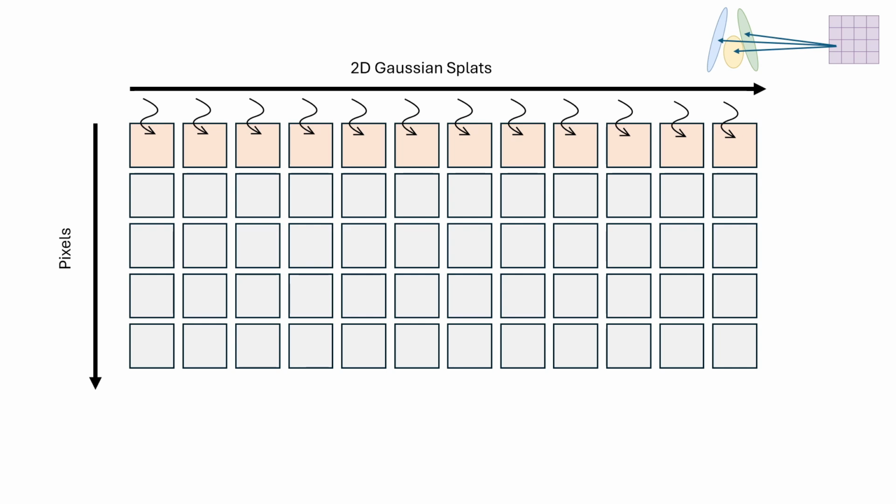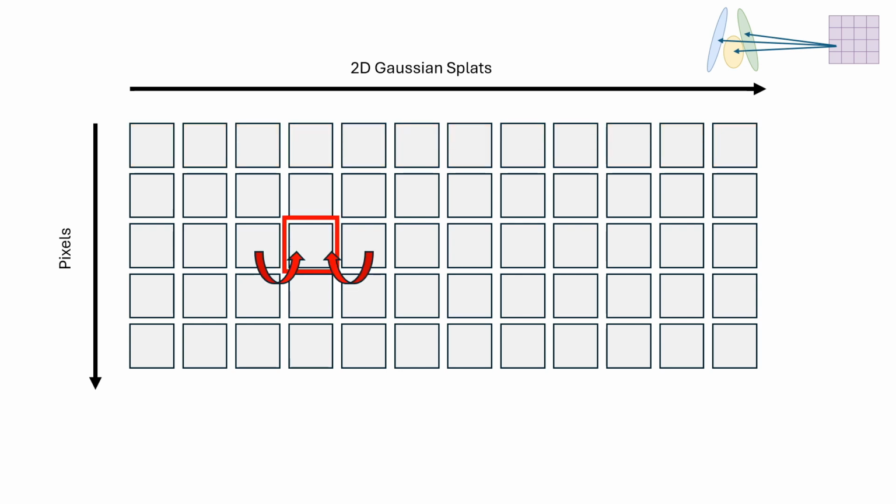We propose to parallelize over the 2D Gaussian splats. As shown in the figure on top right, this does not involve gradients being written to the same locations, thus eliminating the need for repeated atomic operations. However, this parallelization is not trivial.